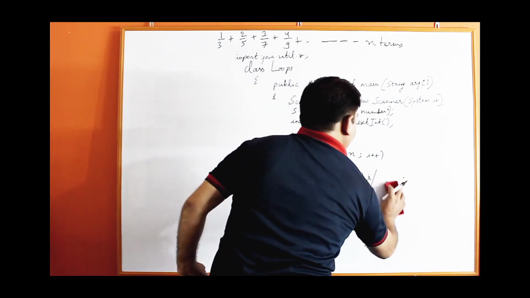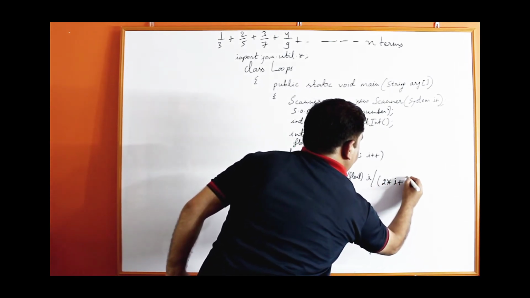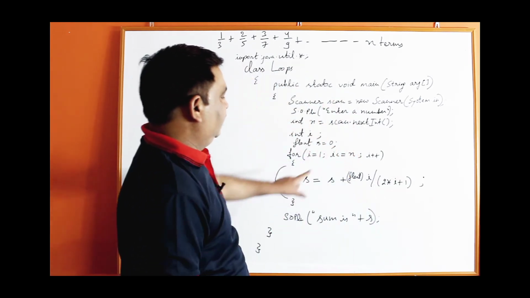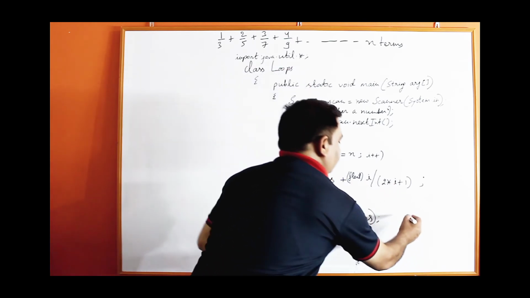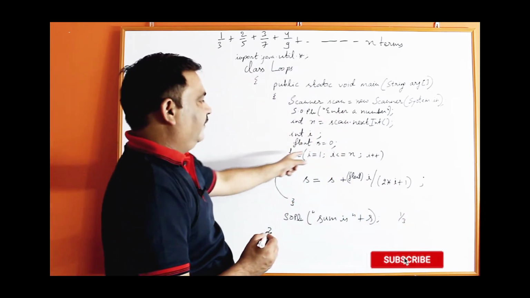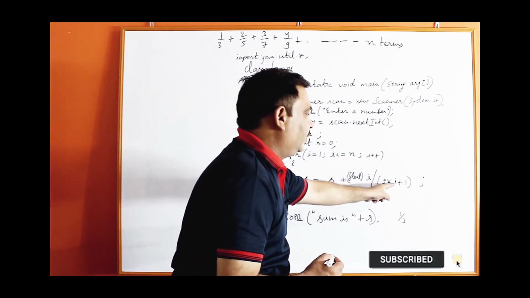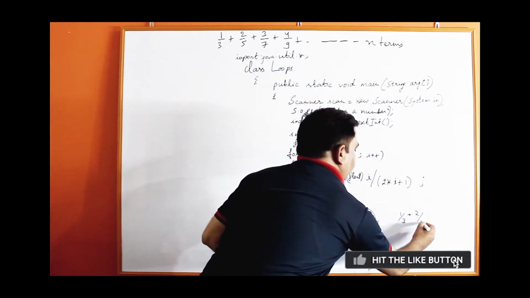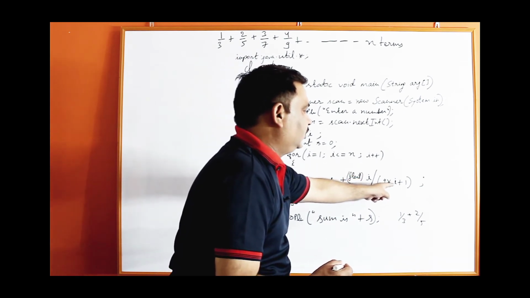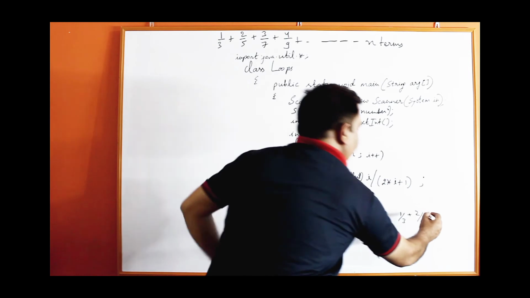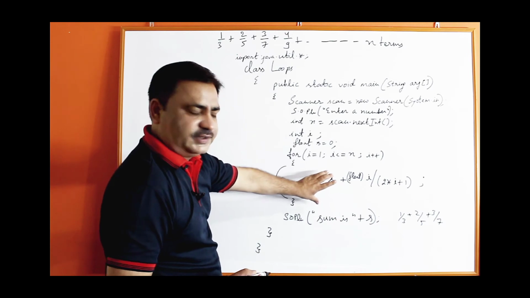So here you can write within the bracket 2 into i plus 1. If i is 1, 2 into 1 is 2, plus 1, 3, it will become 1 upon 3. The second time when i will become 2, 2 upon 2 into 2, 4, plus 1, 5, so 2 upon 5. The third time i will become 3, 3 upon 2 into 3, 6, plus 1, 7, so 3 upon 7. In such a way you can get all the terms of the series.